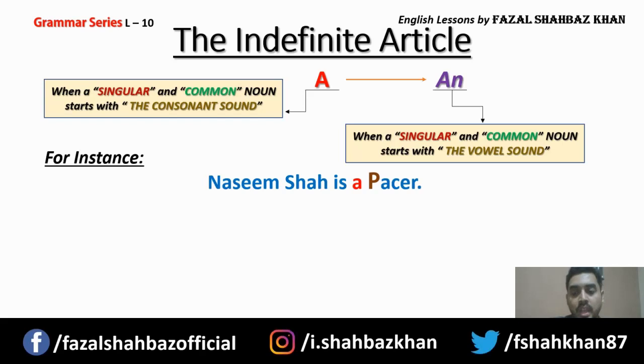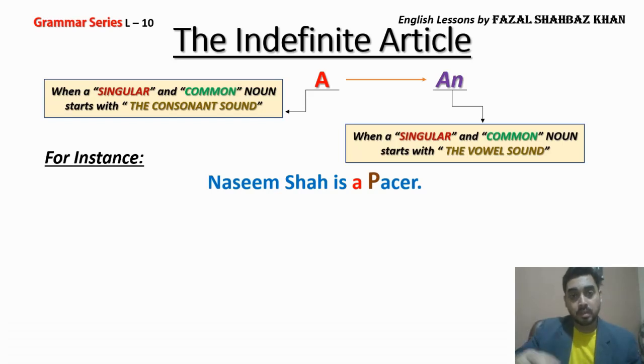So pacer is a noun, and since it begins with the apparent consonant p, it carries the sound of a consonant as well, not beginning with a vowel sound. Luckily this word has a consonant letter in the beginning and the consonant sound in the beginning as well, because of which I have attached a before it. So "Naseem Shah is a pacer" is correct. Otherwise, it can be said wrongly.